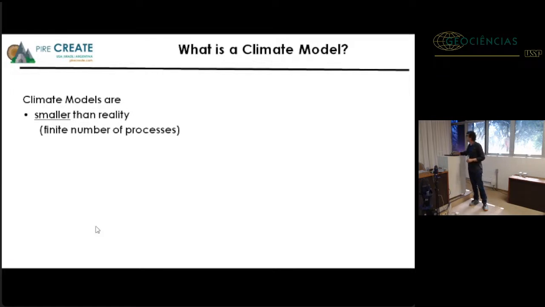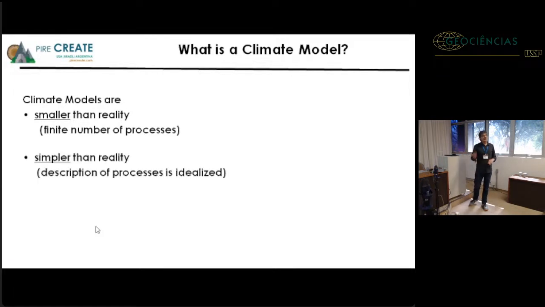Also, even the things that we want to include, some of those things we don't really understand that well. So we have to find a way to try to represent it in the climate model. We would like to do that all in terms of physical equations, but sometimes we can't do that. We have to use sort of semi-empirical relationships. We have to idealize a little bit.